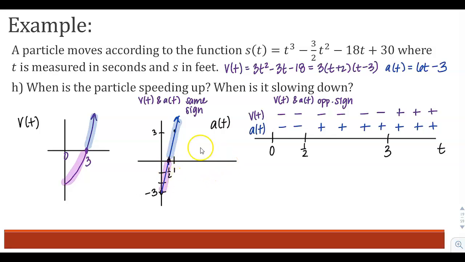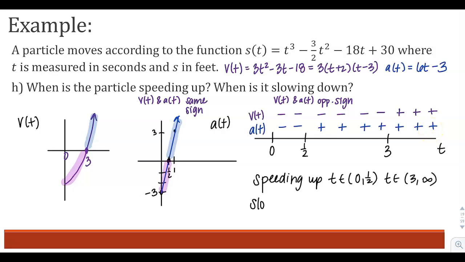So when I attempt to describe when the particle is speeding up and when it is slowing down, my particle is speeding up when velocity and acceleration have the same sign. So I can clearly see that happens. Both velocity and acceleration are negative between 0 and 1/2, so the interval from 0 to 1/2. And also the interval of time from 3 to infinity, where velocity and acceleration are both positive. And I'm slowing down when acceleration and velocity have opposite signs, which is in between 1/2 and 3.